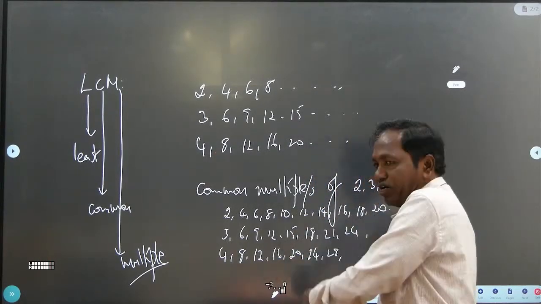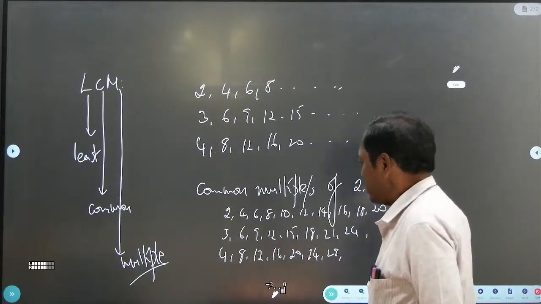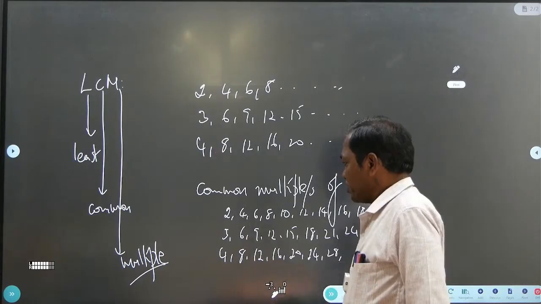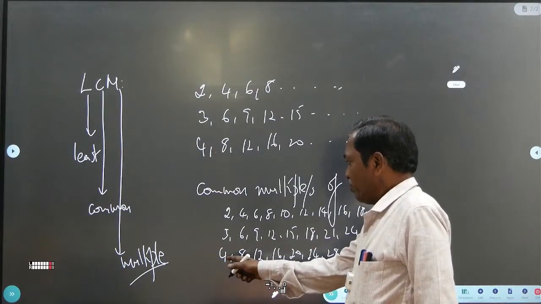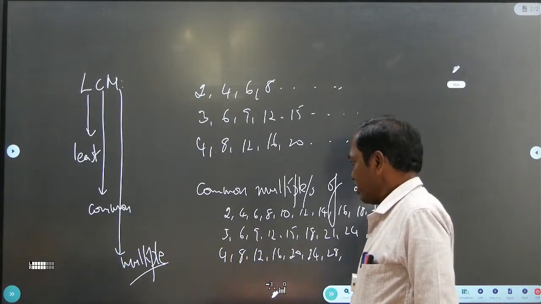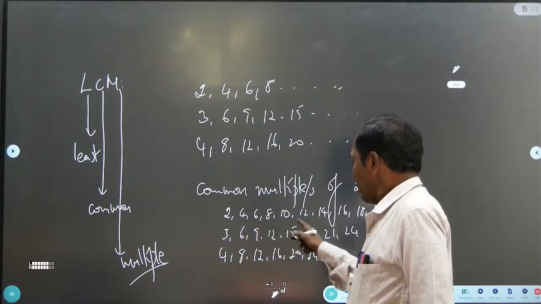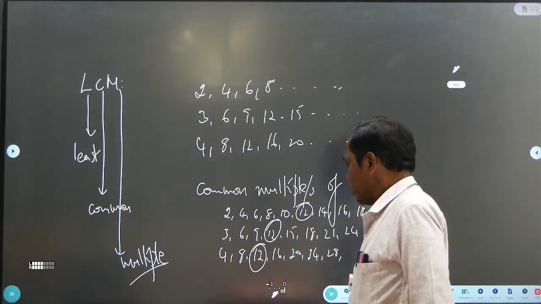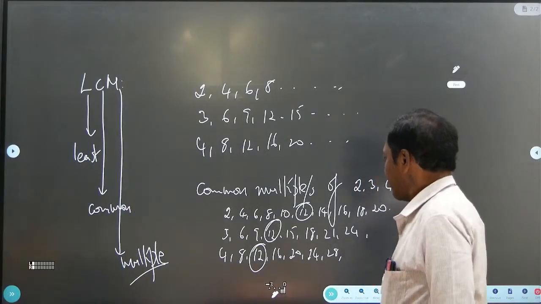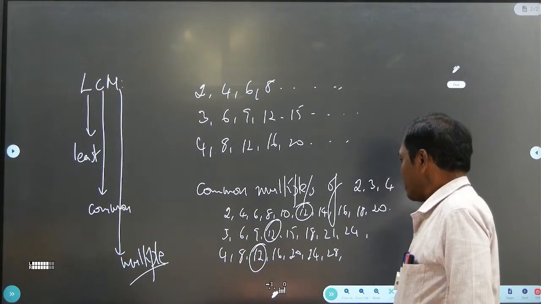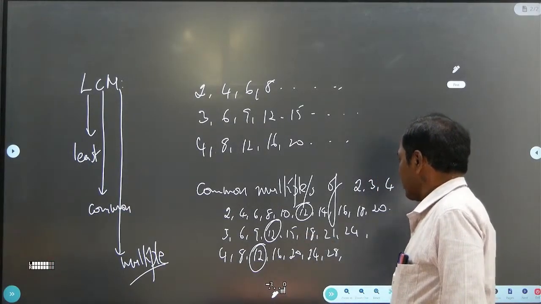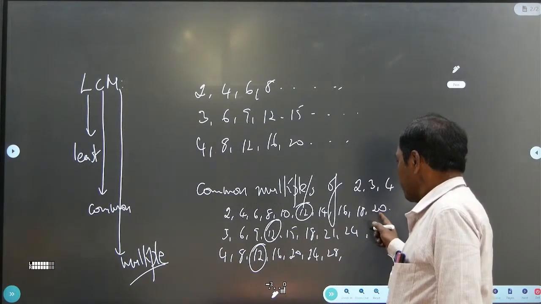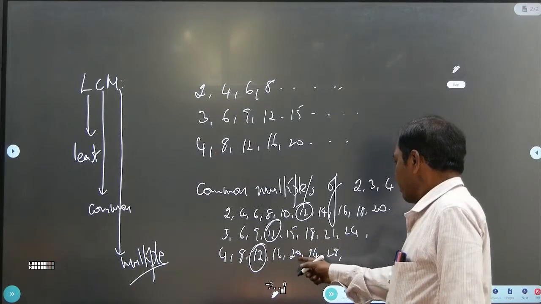Common multiples among all three. What are the common multiples you can see? 2 you cannot see. You can see the larger number. 4 can, 12. 12 you can see, yes, this is the 12. And next one, what other possibilities can you see? 16 you cannot see here. 18 can be seen here, not here. 20 can be seen here, not here.